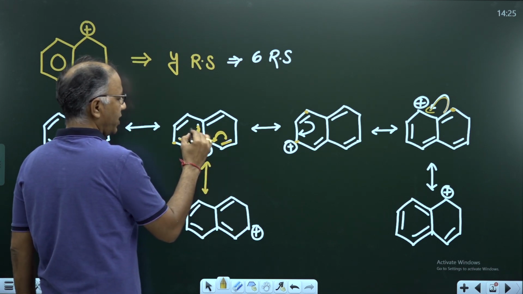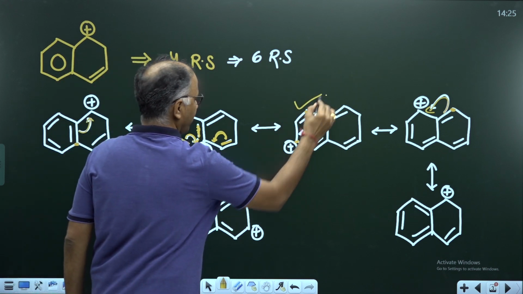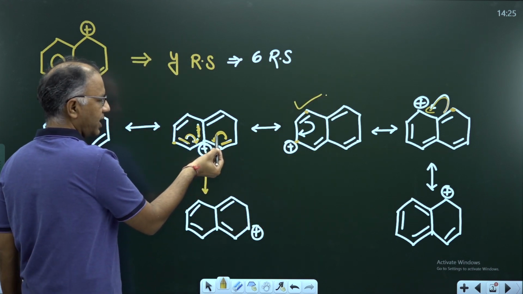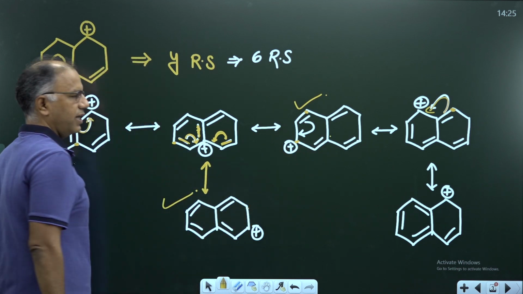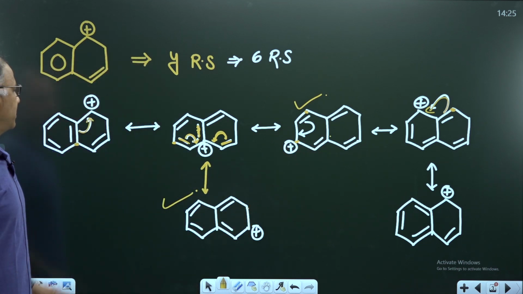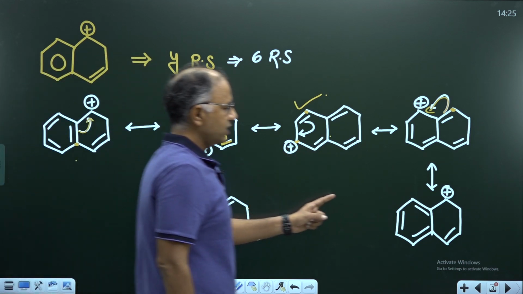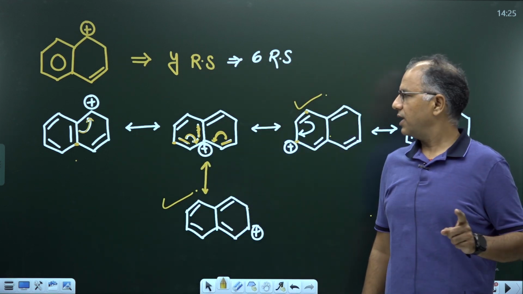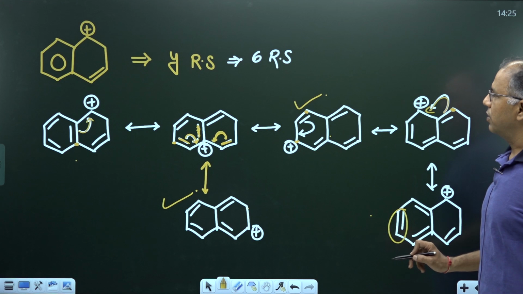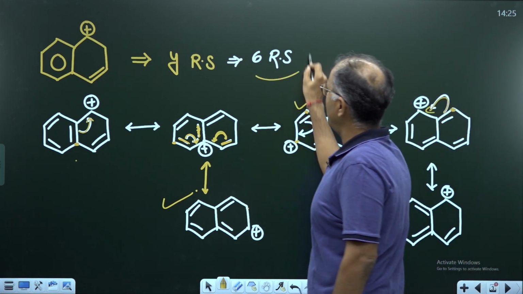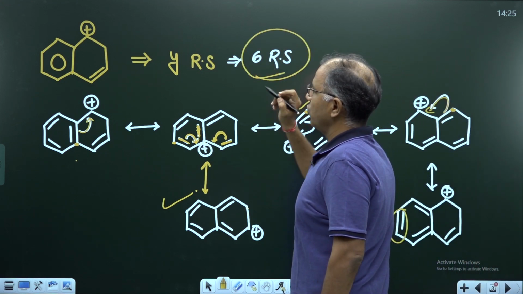If I move the left hand pi bond, this RS will form. If I move this right hand side pi bond, this RS will form. Are they identical? They are not identical. Similarly, the first one and last one RS are not identical, because of the change in position of the pi bond. So how many resonating structures will form? 6 RS.